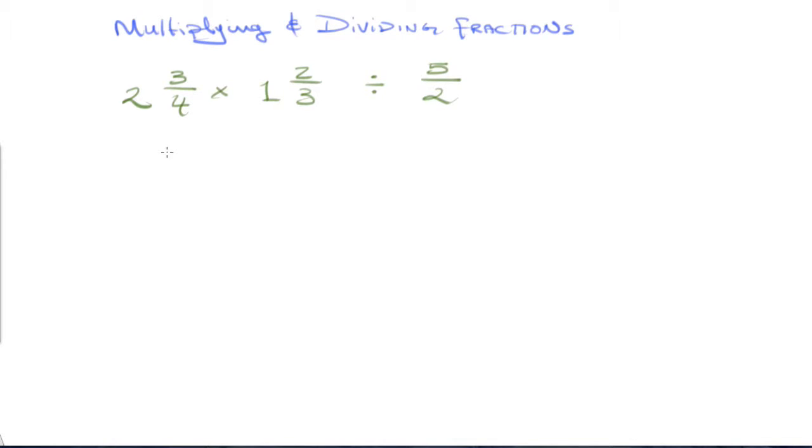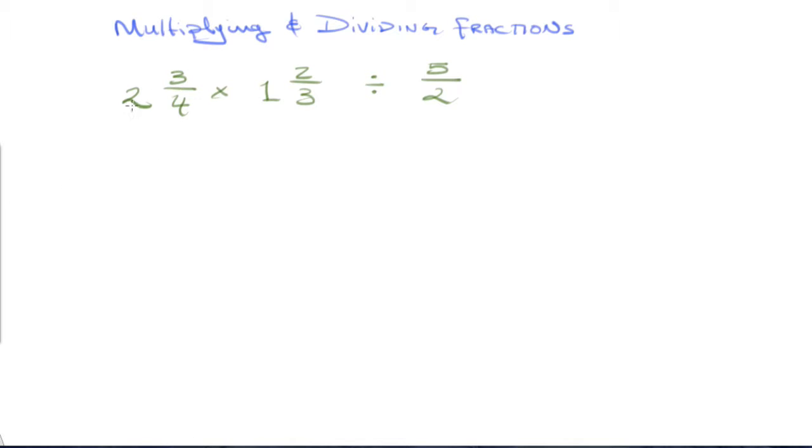Here's an example where we're going to be multiplying and dividing fractions. I've written three fractions to be multiplied and divided, and in this example, some of my fractions are in mixed form and one of them is in improper form. To do this easily, it'd be nice if we converted all the fractions into improper form.